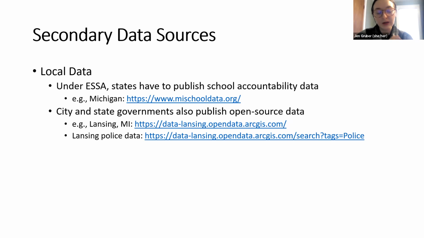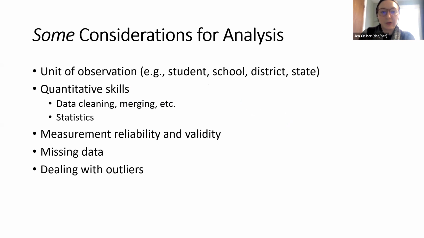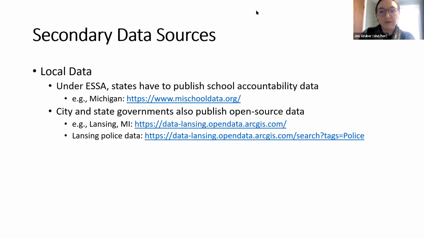And then a lot of city and state governments also publish open source data. The one I'm familiar with in my area, I know Lansing has a website where they have publicly available GIS data, so spatial information. And they also publish local policing data and things like that. So this is by no means exhaustive, but just some examples of local data that are available. I wanted to just pause and see if anyone has used any of these data sources and their experience with them, or if there are other data sources that are not on this list that you've used.